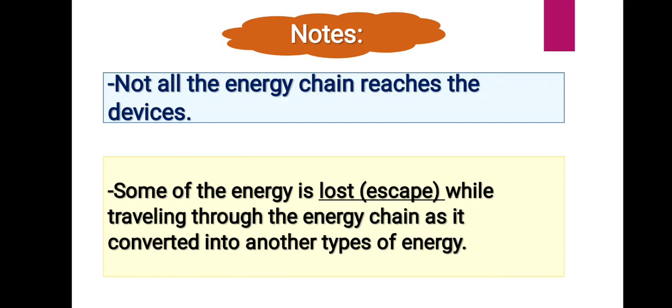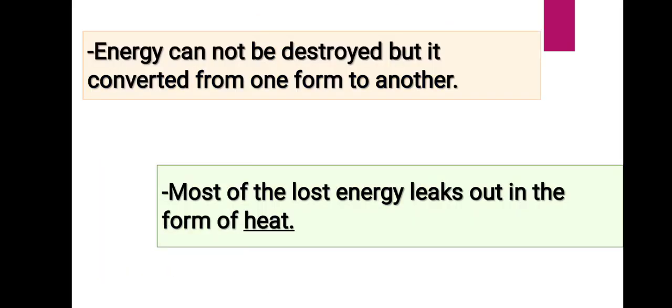Finally, some of the energy is lost or escaped during the energy chain. When the energy changes from one form to another form, some energy will be lost or escape during this change. Most of this energy is heat energy. So again, during the changing of the energy from one form to another form, energy can escape or be lost. Most of this energy is heat energy. So the heat energy during the energy chain is always lost or escaped energy.